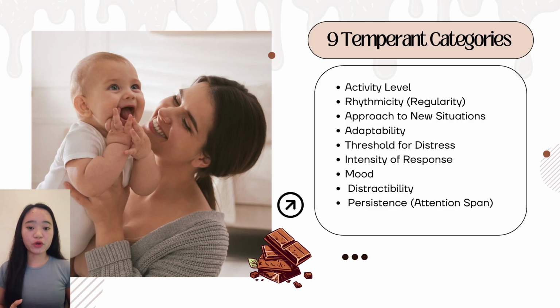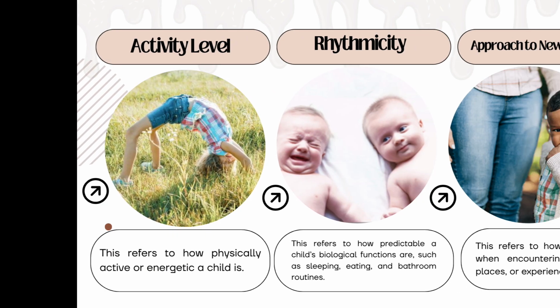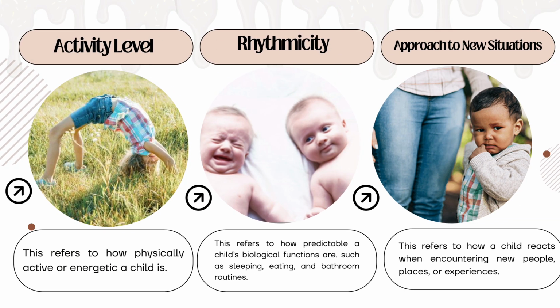So let's explore each category of temperament one by one. The first category of temperament is the activity level. Some babies are always moving, kicking their legs or crawling everywhere, while an iba man is they prefer na mag-ingkod langan, mag-observe. Next is rhythmicity. So a baby who sleeps and eats at almost the same time every day shows high rhythmicity.